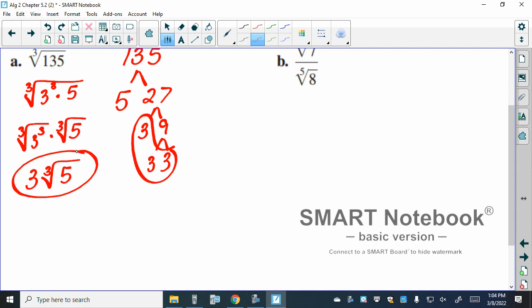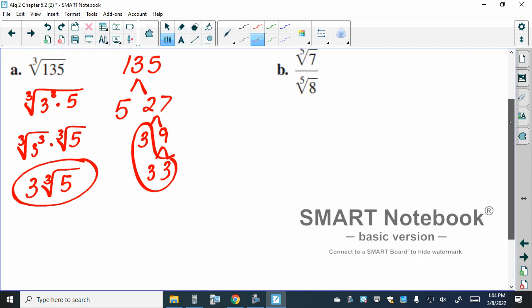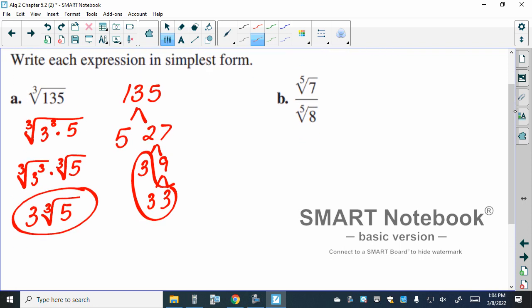Questions on this here? Any questions on how we simplified the cube root of 135? All right. If there's no questions on A, we can go on and look at B.